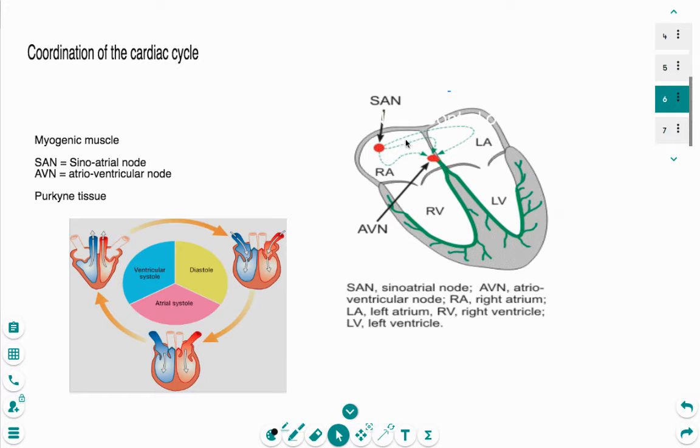So if we link this back to the cardiac cycle, this initial wave of excitation taking place in both atria is going to cause atrial systole. So the atria are going to contract. So that's going to cause all the blood that was in the atria to be pushed down into the ventricles.